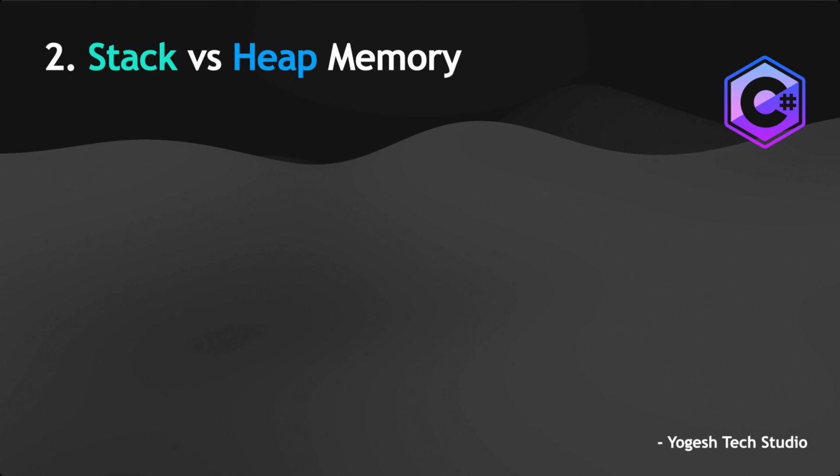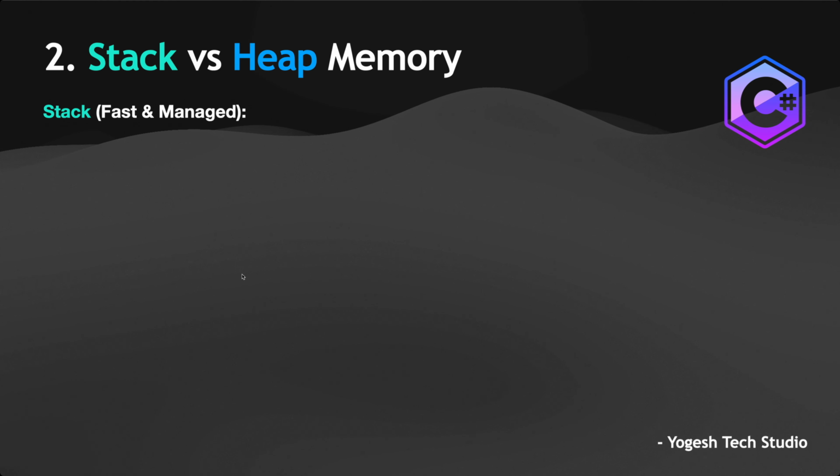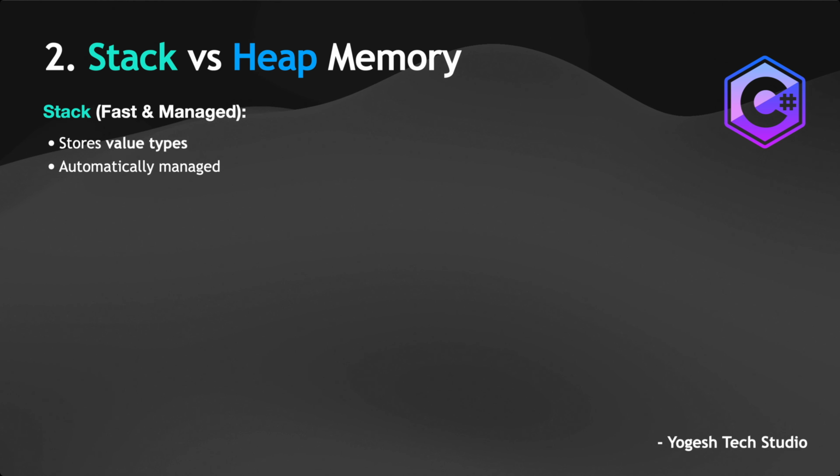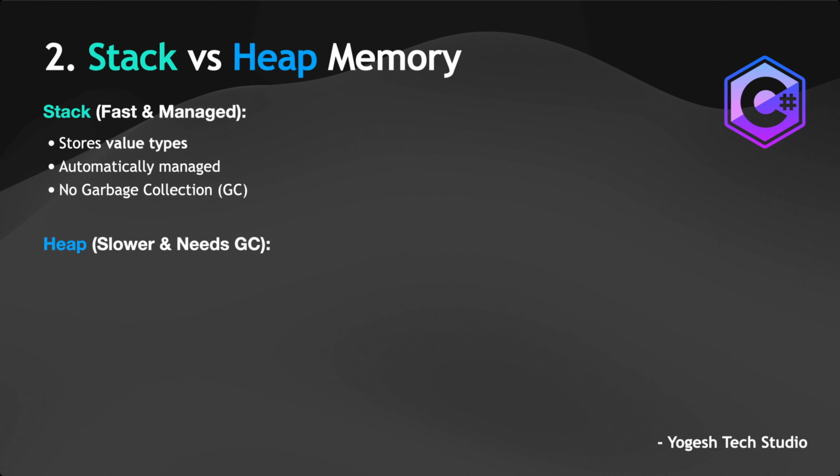Before moving forward, let's understand the key concept of stack versus heap memory. So stack is fast and automatically managed, so you don't have to worry about managing it. Obviously it stores value types, it gets automatically managed, no garbage collection required. Whereas on the other hand, heap is slower than stack and needs garbage collection. So it stores reference types, obviously, as I told you.